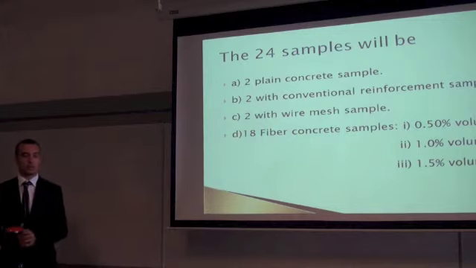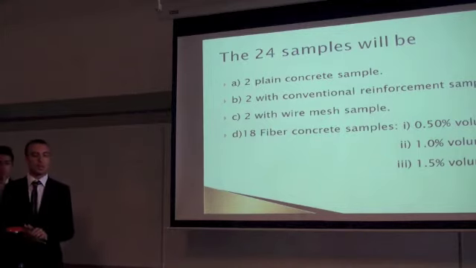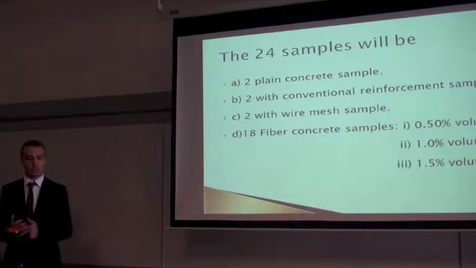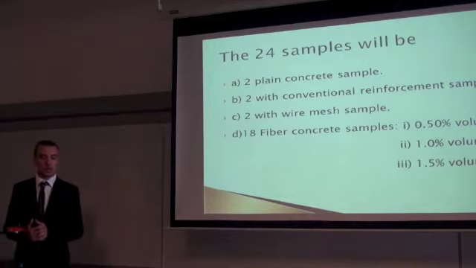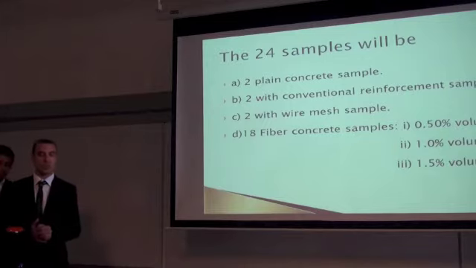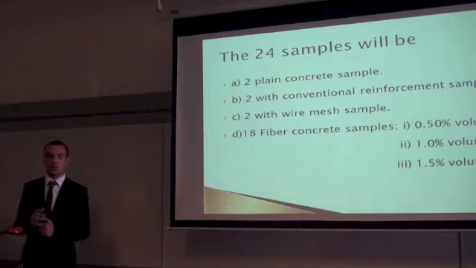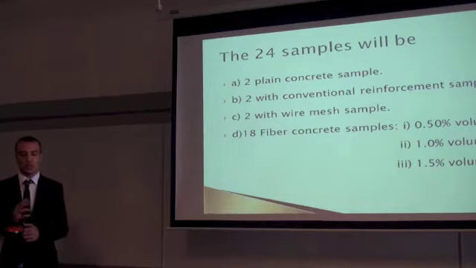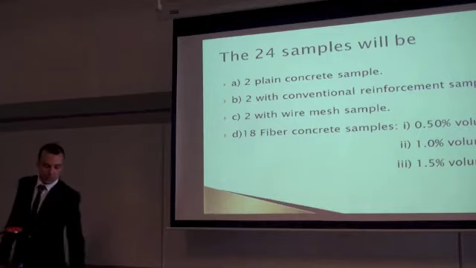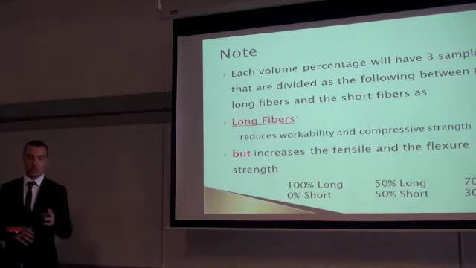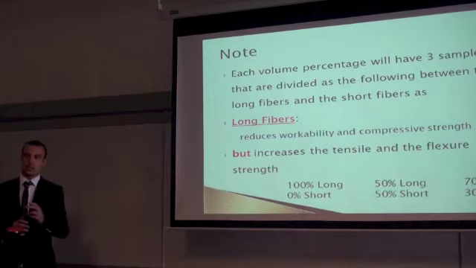So the 24 samples will be divided as follows: 2 plain concrete samples, 2 conventional reinforced samples, 2 wire mesh samples, and 18 fiber concrete samples divided among the 3 volume percentages of 0.5, 1, and 1.5. And each percentage will be divided in the combinations of 100% to 0% short and long, 50-50, and 70-30.